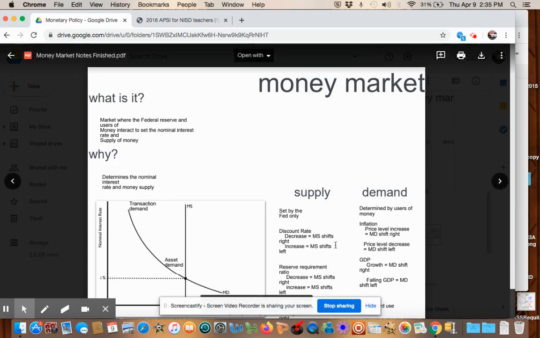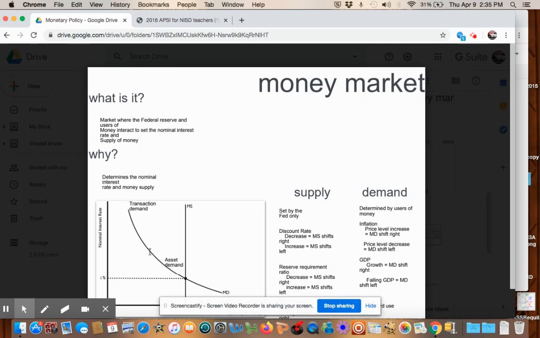So remember, it's set by the Fed, and they have three tools to control money supply. One is the discount rate. If they decrease the discount rate, your money supply curve is going to shift out to the right, and you're going to have a lower nominal interest rate. Because if they decrease the discount rate, banks borrow for cheaper from the Fed, and they'll lend it to us cheaper, and we will take out more loans. If you increase the discount rate, the money supply curve shifts to the left, and you end up with a higher nominal interest rate, and people spend less.